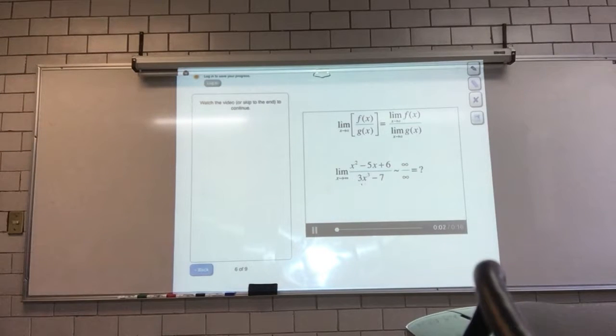Yeah, here the x cubed in the denominator grows faster than the x squared in the numerator, so the entire function goes to 0. What happens if the numerator has the cubic and the denominator has the quadratic? Again, it's infinity over infinity.